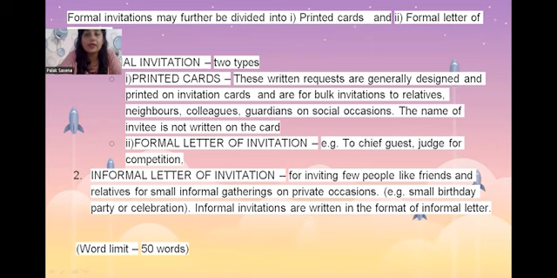And now we'll go back to the second type of invitation, which is the informal invitation. It is used to invite your friends and relatives for small gatherings. Now a question may pop up in your mind: why are printed cards used, and why are informal letters used when we are giving them to relatives, neighbors and friends? The only difference between printed cards and informal letters is the quantity. In printed cards, the quantity is huge, and in the informal letter, the quantity is comparatively low. That means for small gatherings, a birthday occasion, some private occasions, a small party or a celebration.